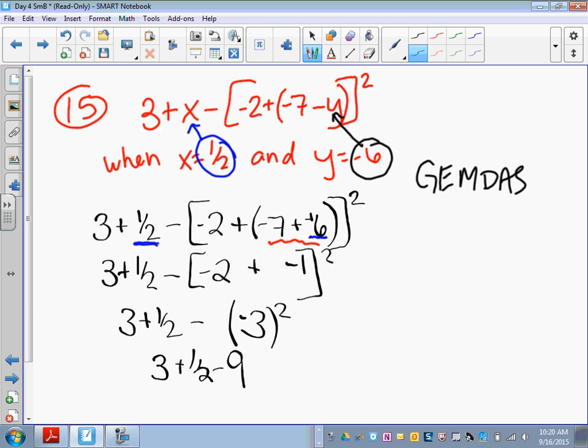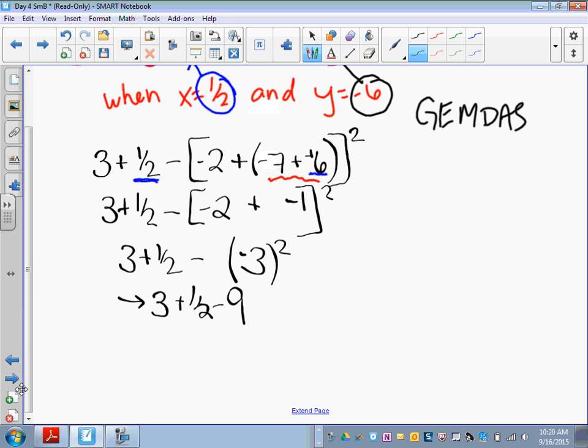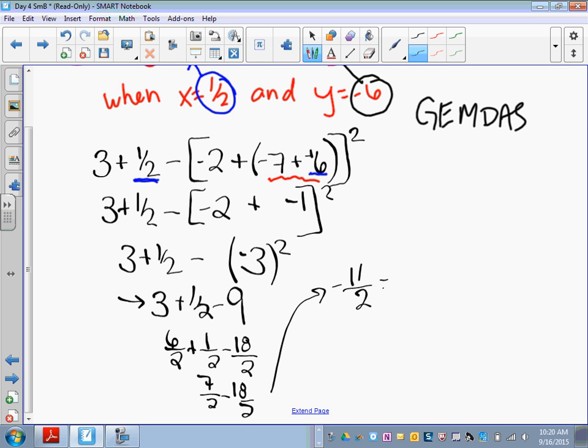Alright, so now we're just going to do addition and subtraction. At this point, you could go ahead and put this into your calculator. I'm going to do it by hand. So we have 3 plus 1/2. 3 is the same thing as 6/2, so you have to have common denominators to add it together. And 9 is the same thing as 18/2. So 6/2 plus 1/2 would be 7/2 minus 18/2. And you should get your final answer to be -11/2, which is -5.5. So that's your final value.